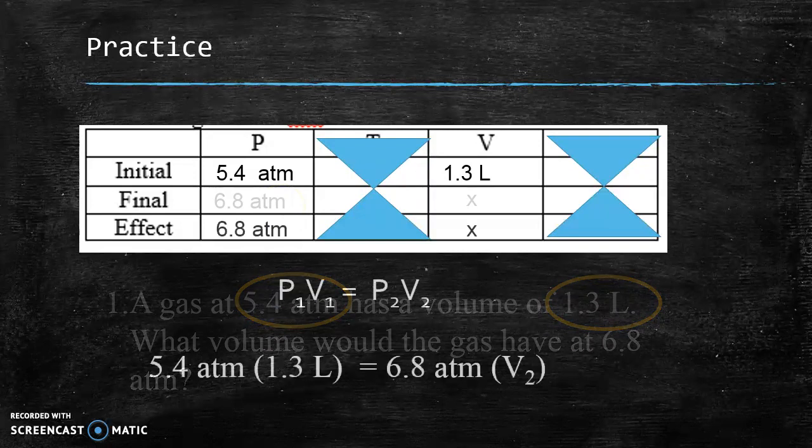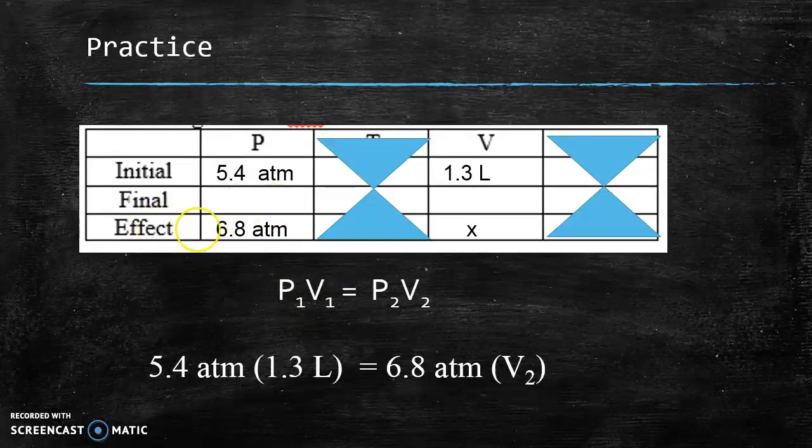Now we're going to plug this into the equation. Remember, our equation is P1 times V1 equals P2 times V2. Our P1s, our initials, our 1s are right in that row. So we have 5.4 times 1.3. Make sure you use your units. And then our final would be in the final row. Sorry, this got shifted down. So the final would be 6.8 atm times V2. I put the V2 in there. I like seeing what I'm solving for. If you had an X down there, it would be okay.